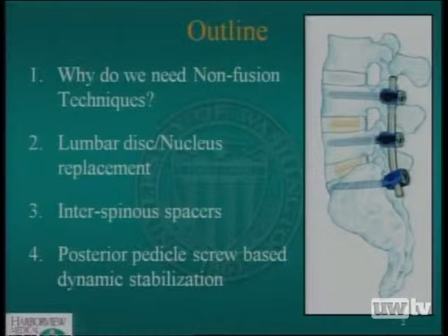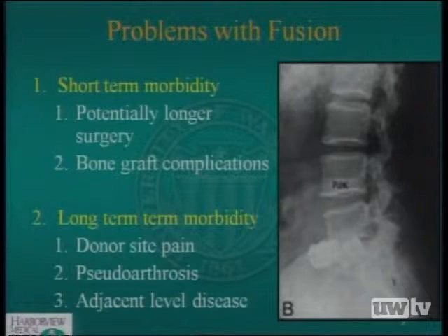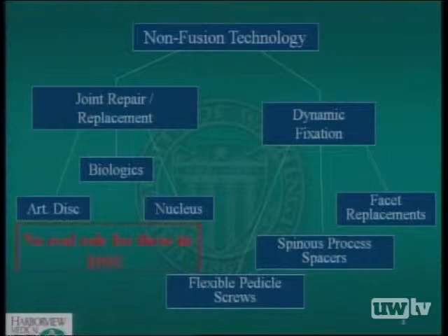So when we look at fusions historically, there's short-term complications, potentially longer surgery, bone graft complications. Long-term complications can be related to donor site pain, pseudarthrosis, and of course the thing that everybody worries about is the adjacent level disease that can come from this. So we look at our various non-fusion technologies. We have various joint repair replacement. We look at artificial discs, various biologics that are on the horizon, nucleus replacements. But really, there's no major role for these in degenerative spondylolisthesis or stenosis because, in general, they don't allow you to address the major pathology. We look at dynamic fixation. Most of these are from posterior.